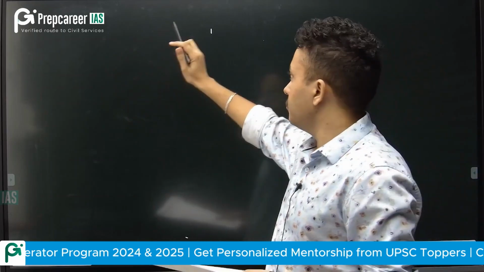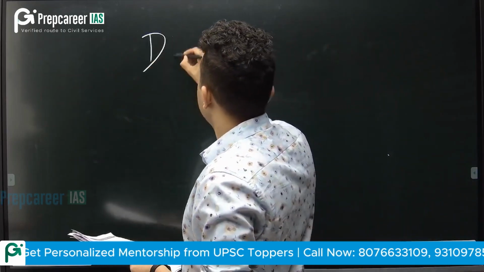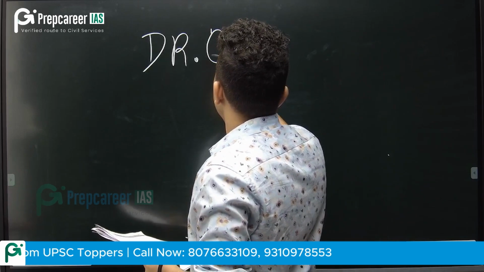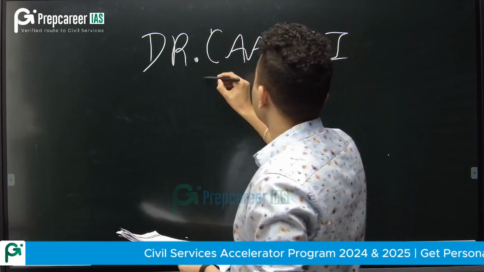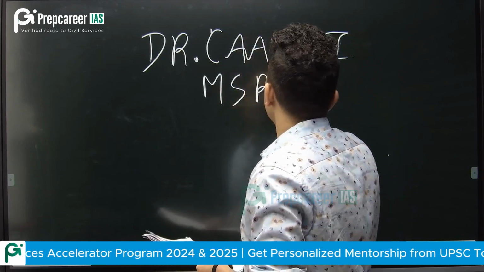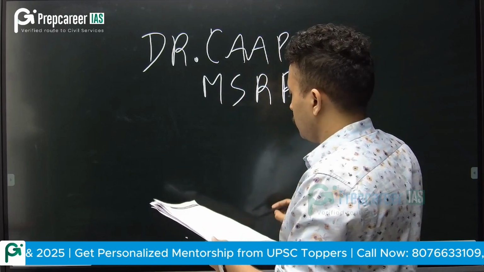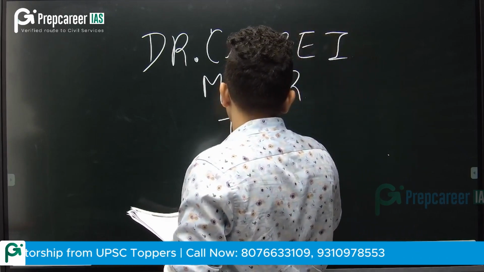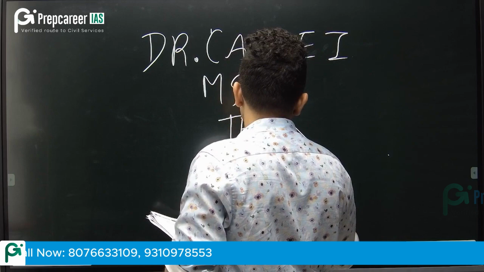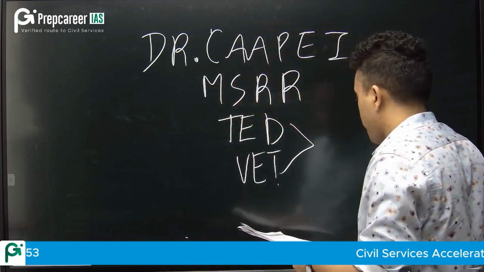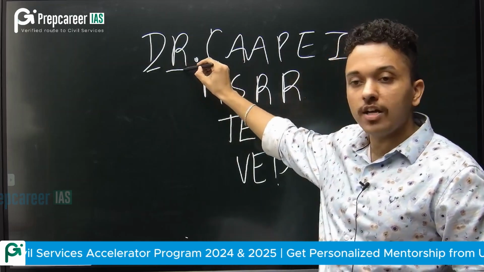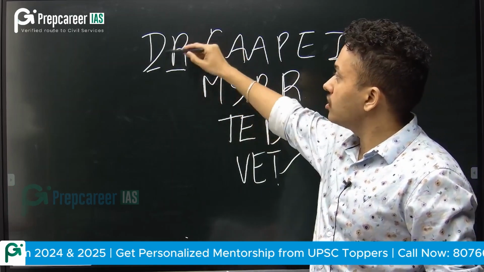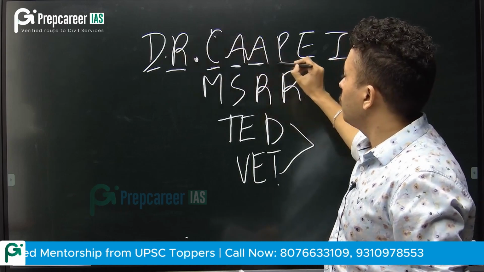So I'll just write some of the frameworks that I use for ethics, whatever question comes. So this is like the syllabus. So this is like determinants, role of family, role of culture, etc. This is the causes, consequences, attitude, aptitude, probity, emotional intelligence.